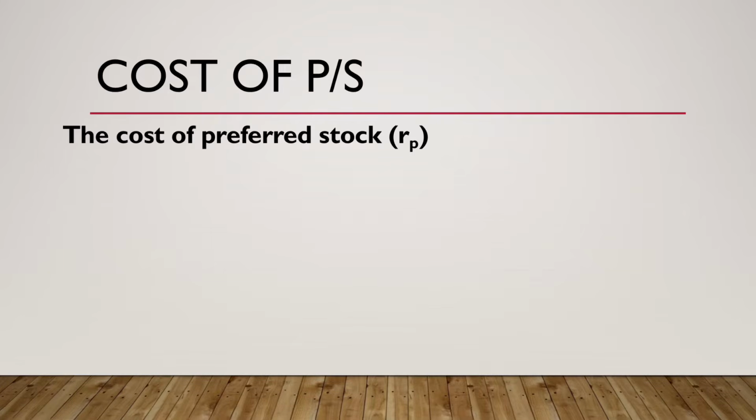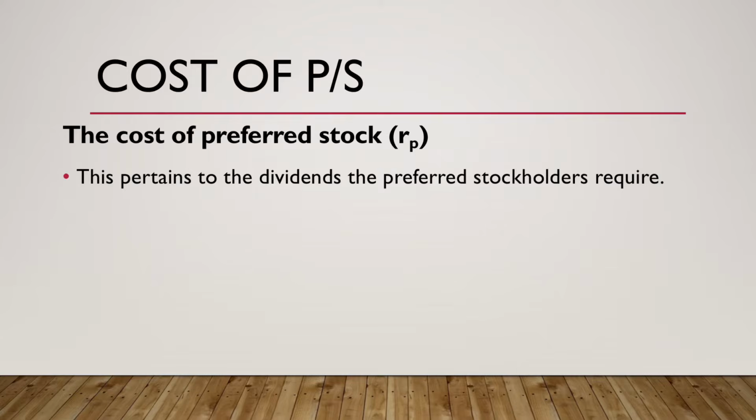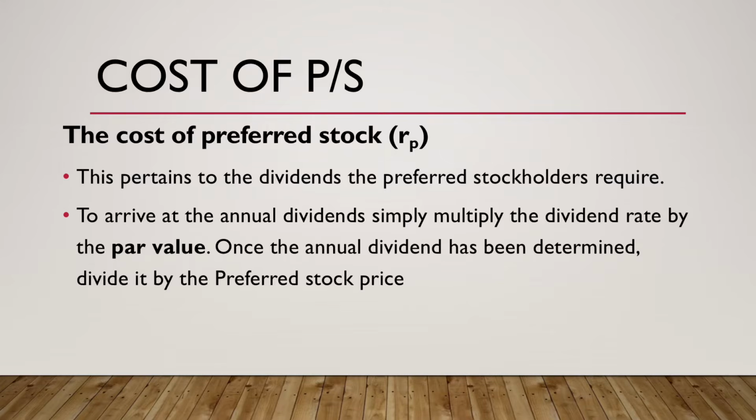Next, let us refer to the cost of preferred stocks. As for the cost of preferred stock, this pertains to the dividends the preferred stockholders require. To arrive at the annual dividends, simply multiply the dividend rate by the par value. Once the annual dividend has been determined, divide it by the preferred stock price.